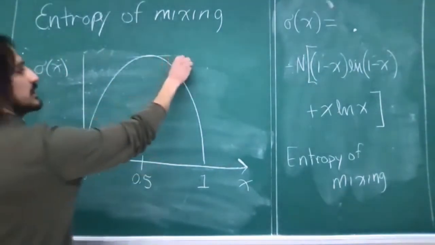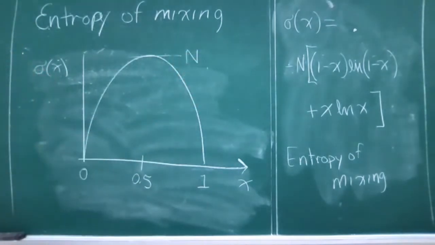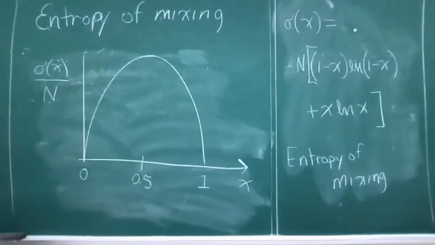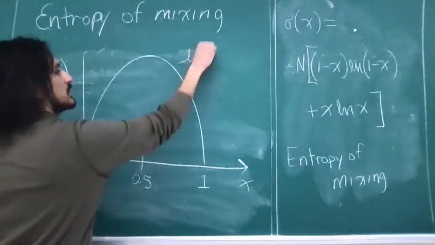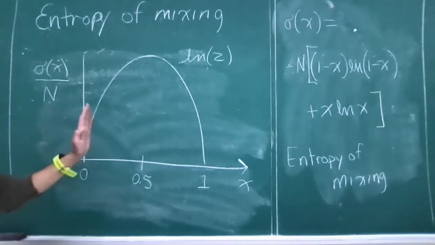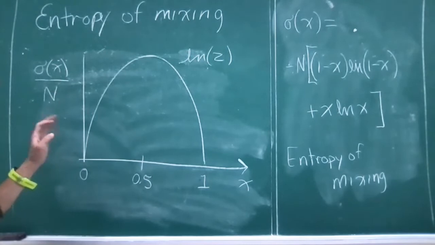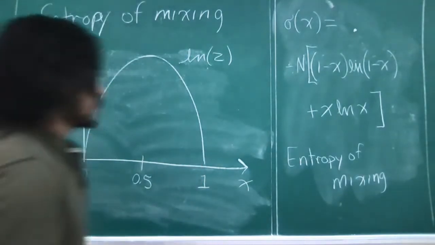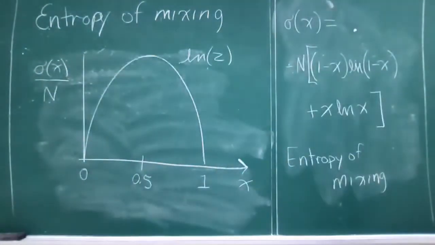And if you put the 1/2 over there in the X, you will see that this is going to be N, the number of atoms. But if we divide by N, the entropy per atom is going to be natural log of 2. Okay? So the configurational entropy is between natural log of 1, which is 0, and natural log of 2, which is 0.693. So I think that's a pretty cool result.